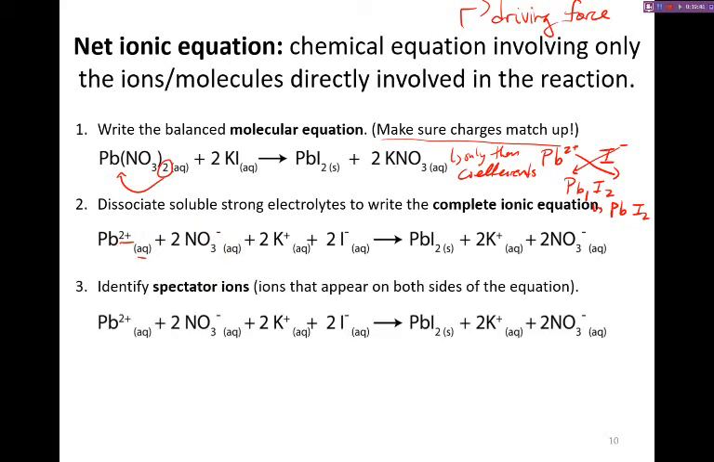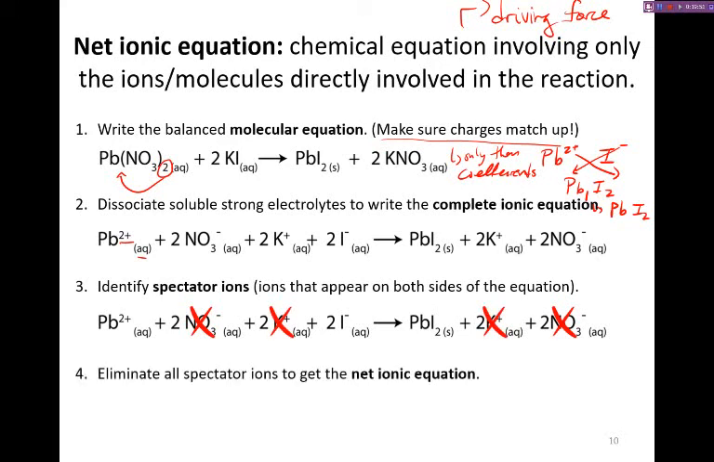And then identify the spectator ions. Those are ions that show up on both sides of the equation. In this case, that's going to be nitrate and potassium. And then what's left over is going to be the net ionic equation. And this should be balanced already if you balance it properly at the molecular equation.